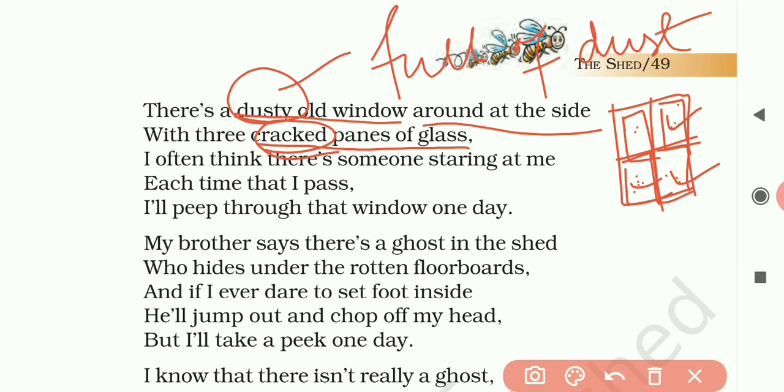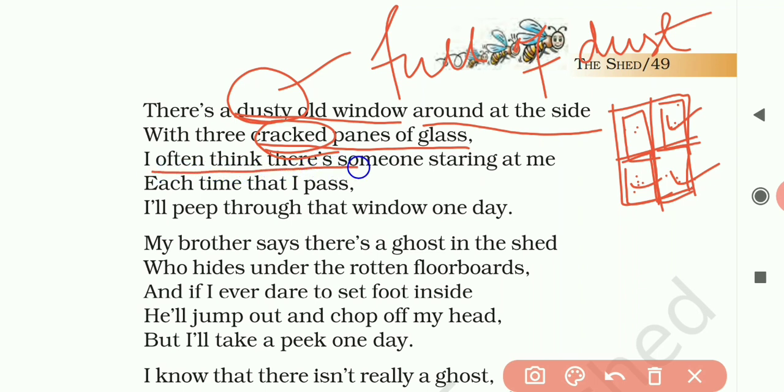Okay, that makes it more mysterious again. Who cracked the glass? Nobody goes there. Nobody even opens it. But how did the glass panes get cracked? Okay, that's a question that is arising in the mind of the little poet. And that's why, as a small kid, as a young child, he wants to go and see what is there inside it, right? I often think there is someone staring at me.